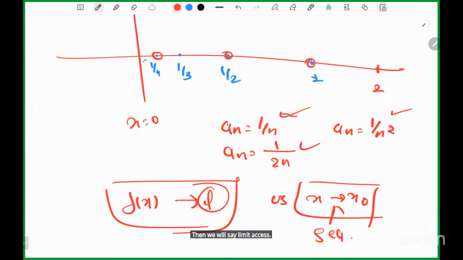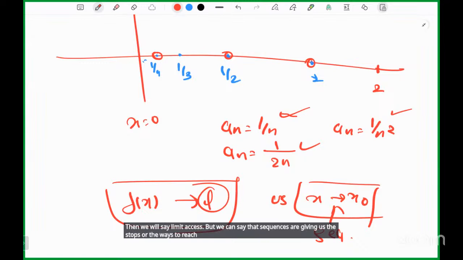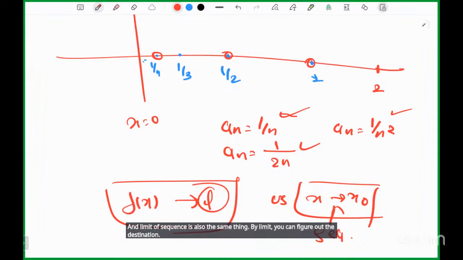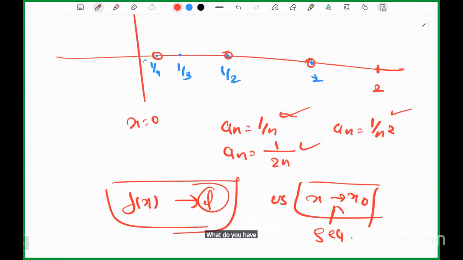So we can say that sequences are giving us the stops or the ways to reach the point. And the limit of a sequence is also the same thing. By the limit, you can figure out the destination. Is that okay? A little bit understandable? Okay, ma'am. Yes, ma'am.